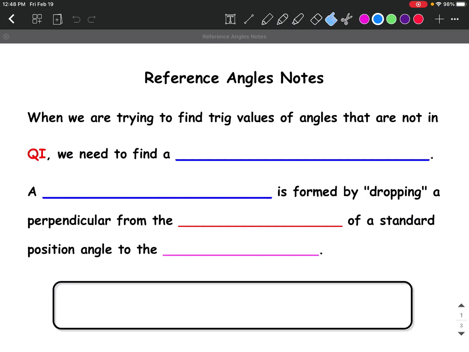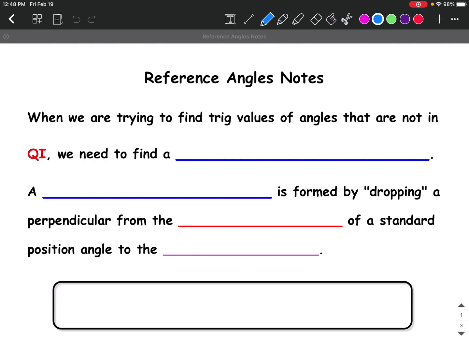Hi guys. So we've been looking at trigonometry and we have looked at the sine, cosine, and tangent values of our special angles. But what if we need a sine or a cosine or a tangent of an angle that is not one of our special angles? Sometimes there are angles that we can find the exact value of by using something called a reference angle.